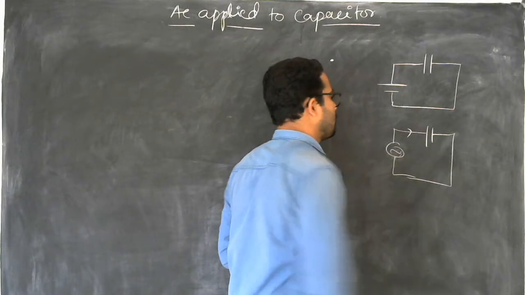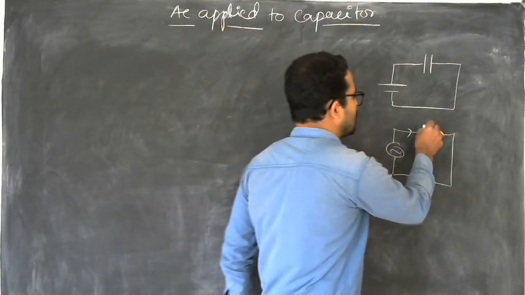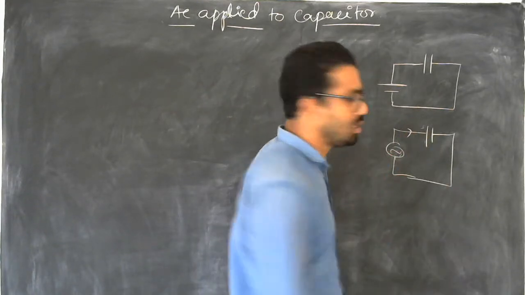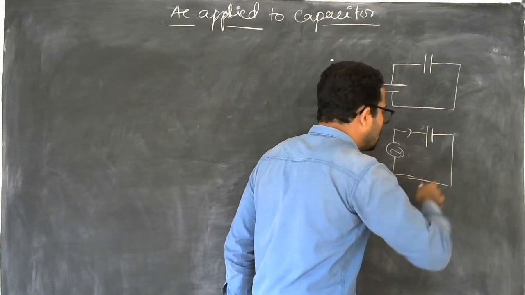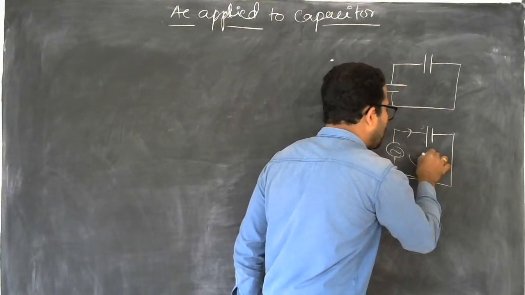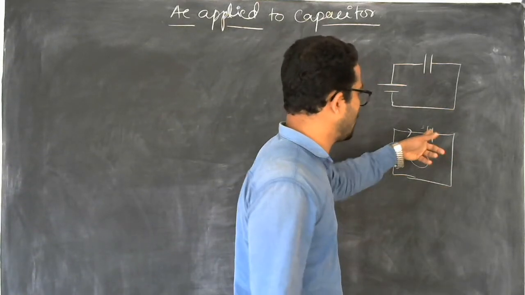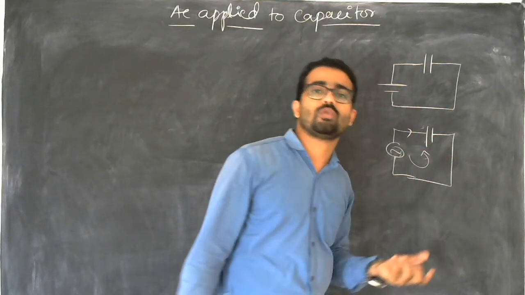If the current flows in this direction, then the charges will be stored. After a short period of time, the direction of current changes. So it was flowing in this direction, and at a particular instant of time it will flow like this. See, the direction of current flow changes. That is why the flow of charges and accumulation of charges also reverses.